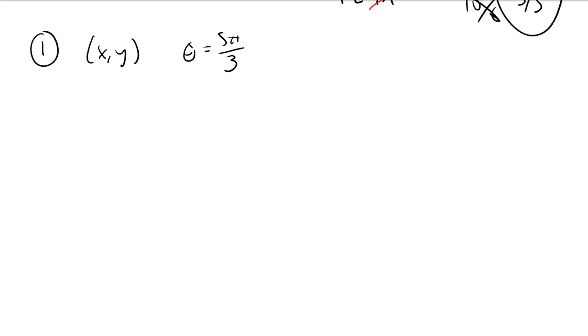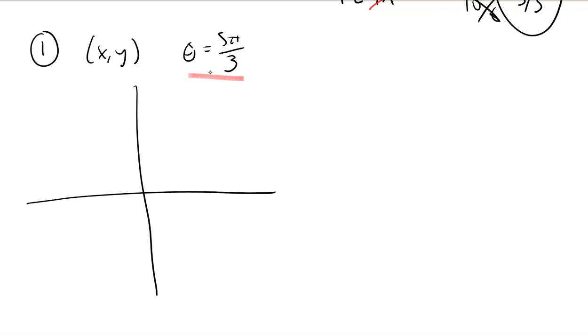Question 1 says, if we were to have a central angle of 5 pi over 3, what would the point xy be on the unit circle? So 5 pi over 3, you could find this location in a couple ways. Since you will have a calculator on the final, I guess you could convert this to degrees if that helps you. But I tend to remember that pi over 3 is the same as 60 degrees.